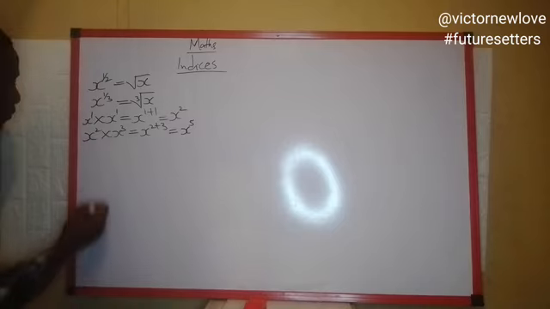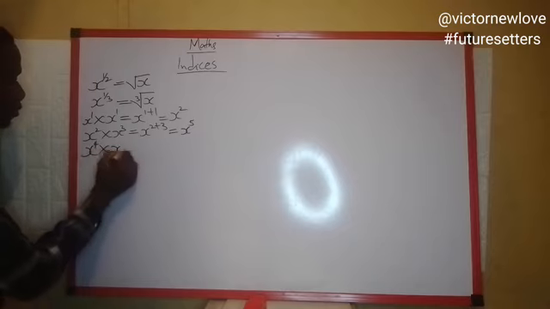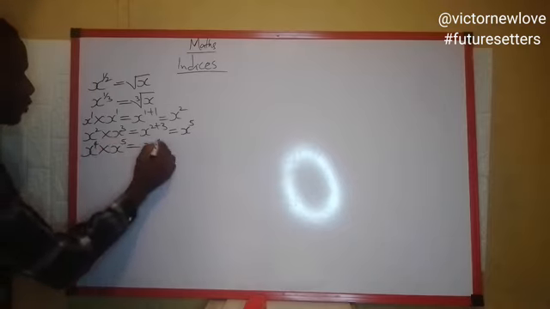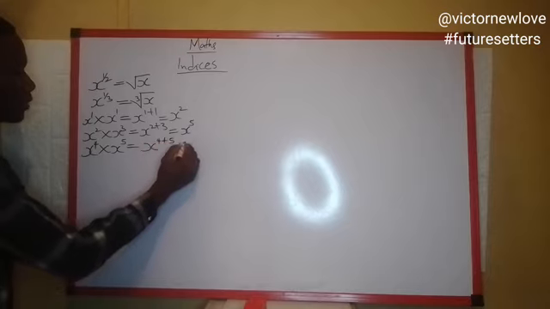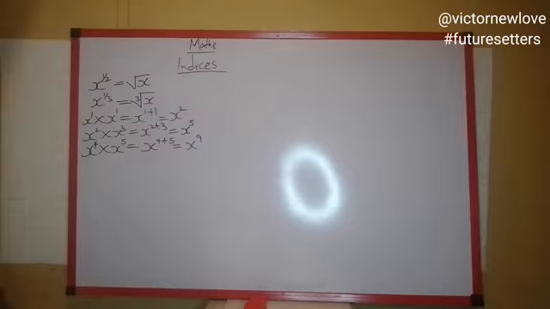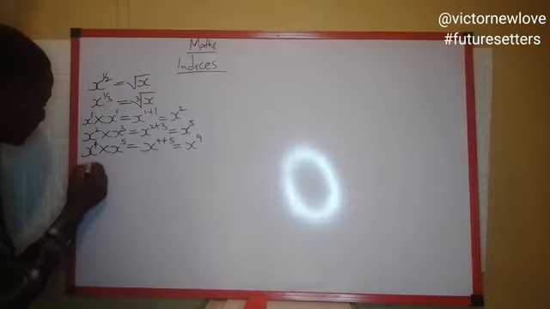Then we also have another one. Let's say we have x raised to power 4 times x raised to power 5. This will give us x raised to power 4 plus 5, which is x raised to power 9. So now, this is an example. What about other situations where they ask you to simplify? Let's have this example. Simplify.